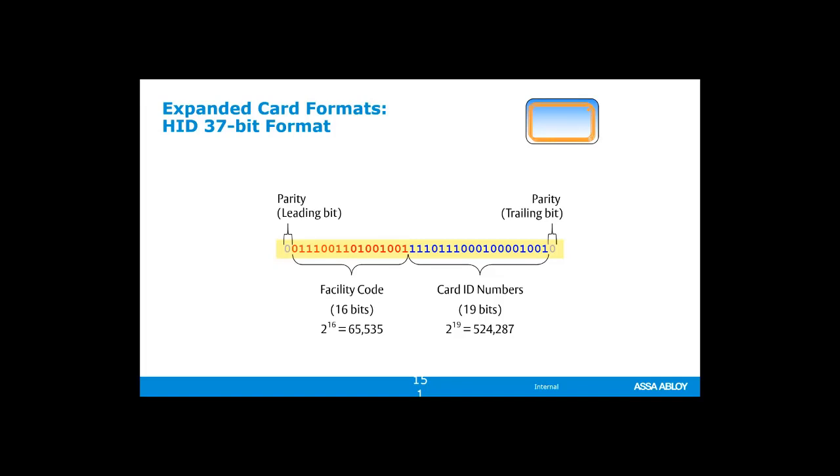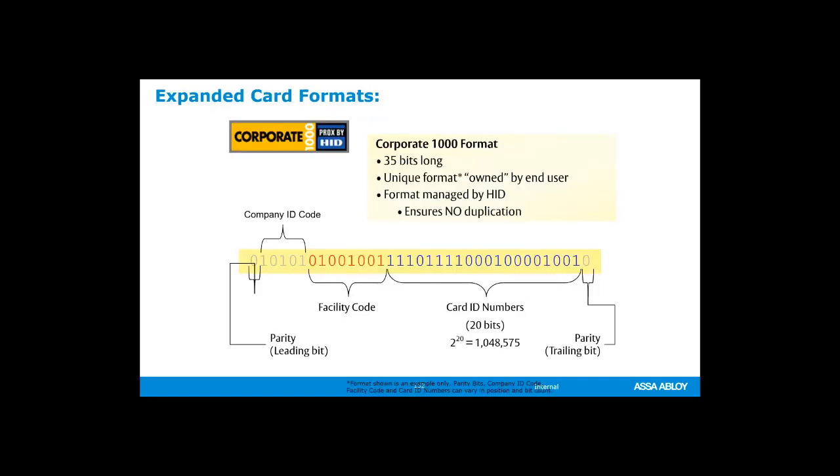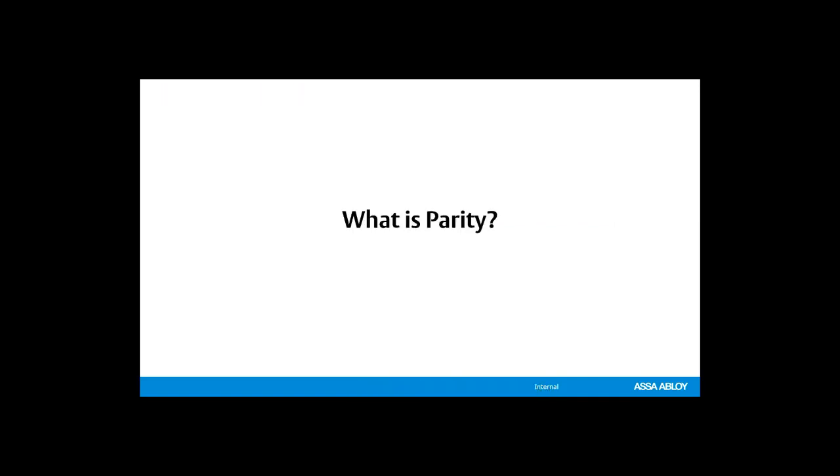37-bit provides an open format to the industry while simultaneously assuring that the numbers are unique and will not be duplicated. Under this format, HID controls and issues the credential numbers and does not duplicate any of the numbers. The Corporate 1000 is a 35-bit format designed to provide larger end users with their own proprietary format. This ensures that their credentials will not be duplicated, because HID reserves these exclusive Corporate 1000 formats for these end users. And our last subject is parity.